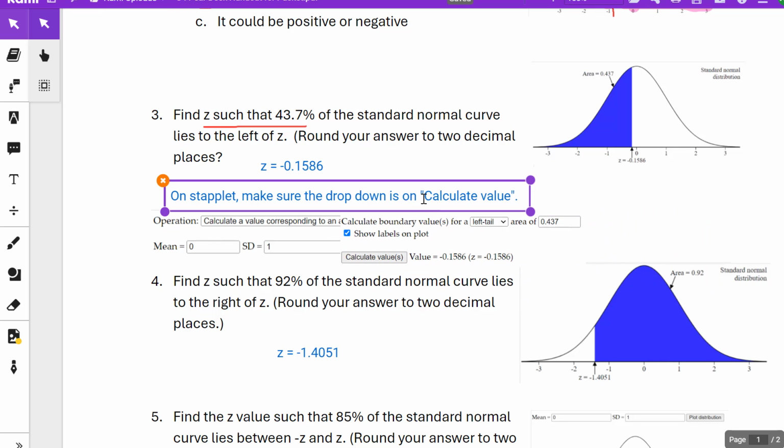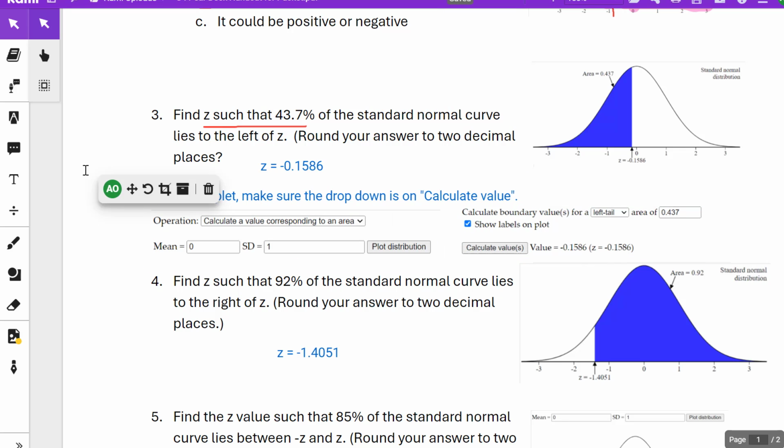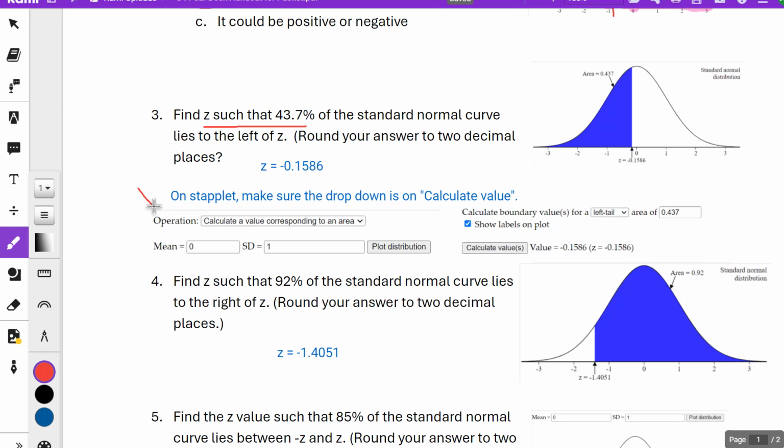All right. So that should give you, once you have these two main things done, you are in pretty good shape. So there's the operation. Calculate a value. All right. And there's your mean, and there's your standard deviation, and then there's the rest, and it gives you the answer right there. See that? Okay.